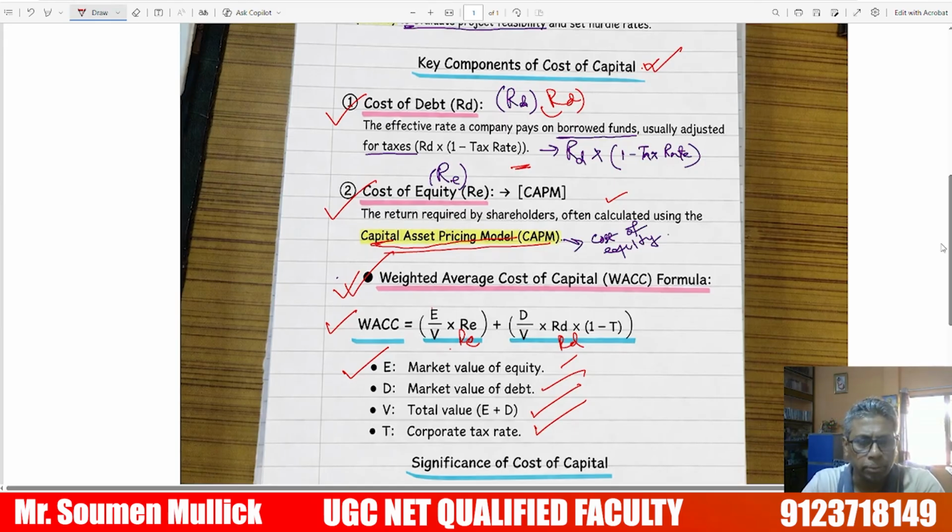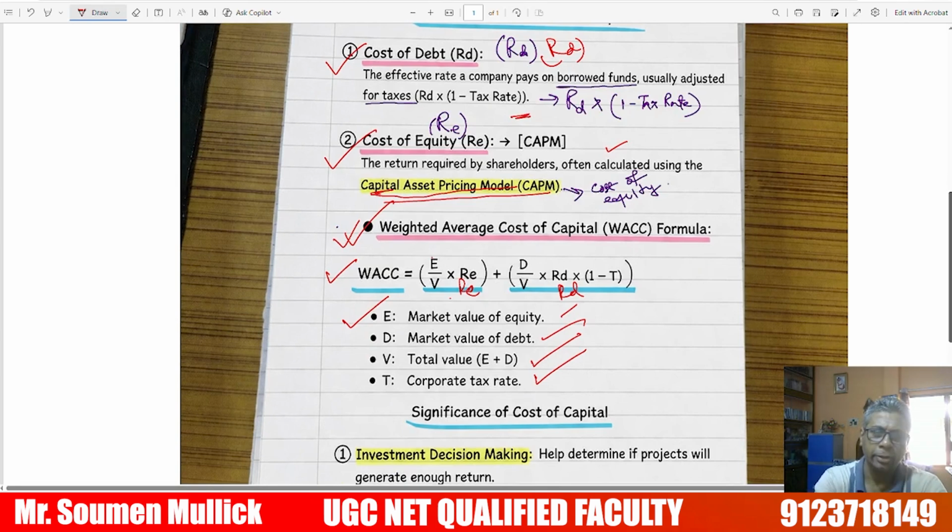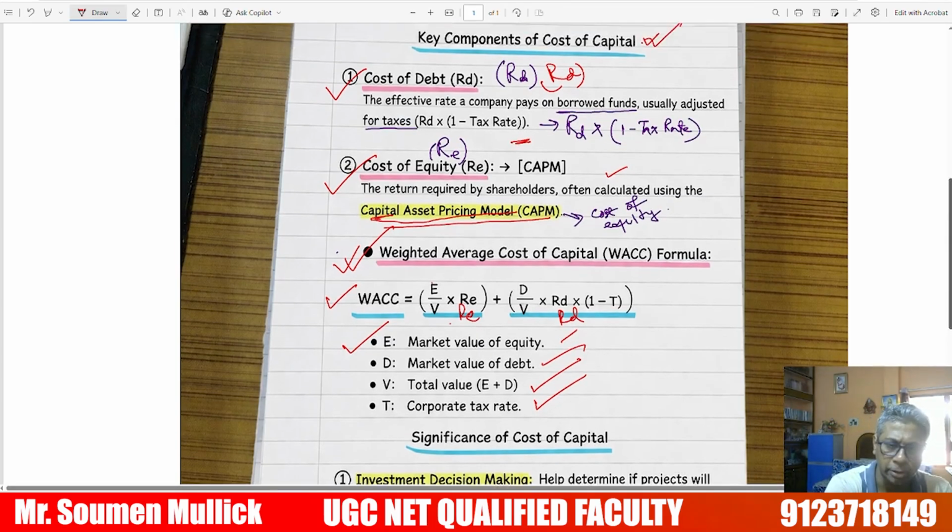This is a very, very important topic of our NET exam under Unit 10, financial management. Three important areas under the section of financial management: capital structure, cost of capital, and leverage. In my next video, I will discuss leverage.